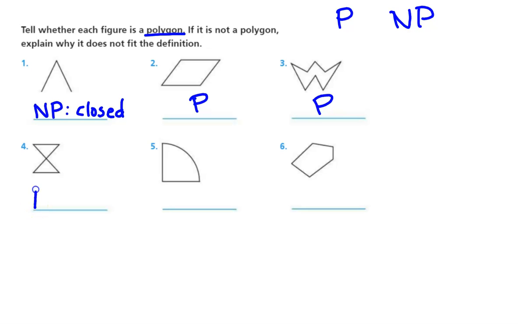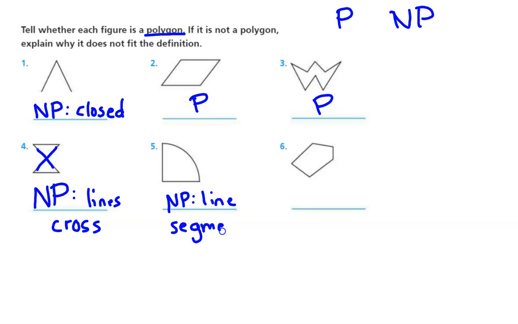Number 4 is not a polygon, and the way I know that is because your lines cross. So we'll say not a polygon because our lines cross. For number 5, this is also not a polygon because this is not a line segment. So you're missing line segments there. And then number 6, let's see, I see all line segments. That's a closed shape, so I would indeed call that a polygon.